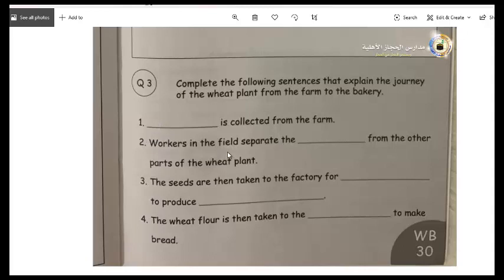Workers in the field separate the what? They separate the seeds. They take the seeds from the other parts of the wheat plant. Then the seeds are taken to the factory for processing to produce wheat flour. After that, the wheat flour is taken to the bakery to make bread. So this one summarized to you the process of making bread.